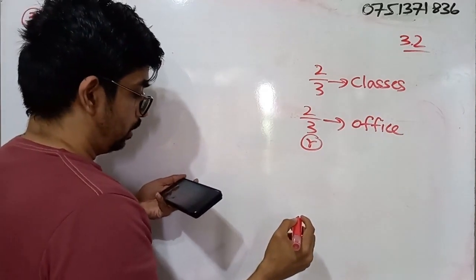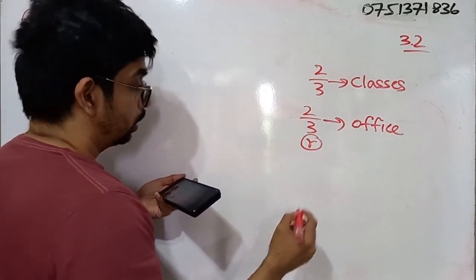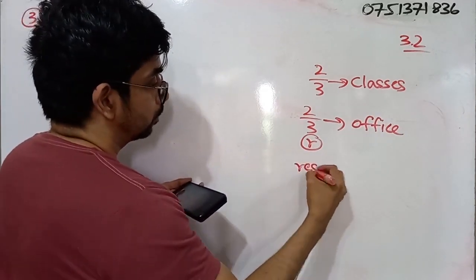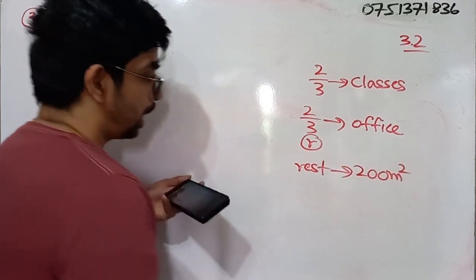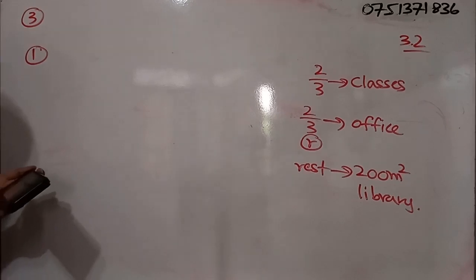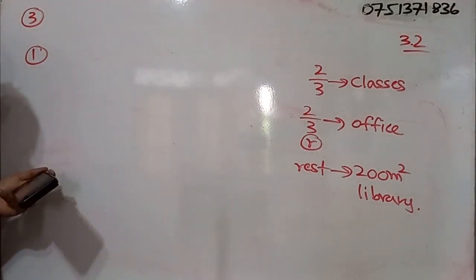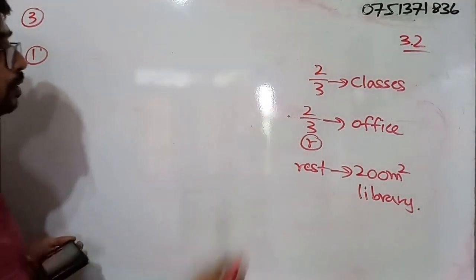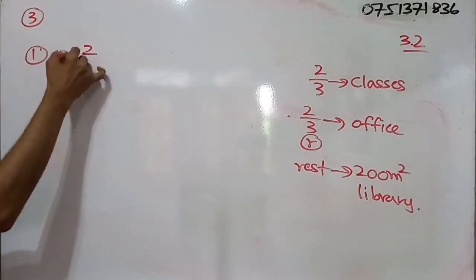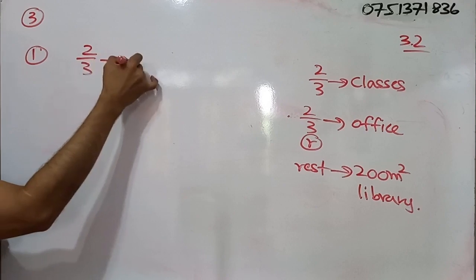Right? So the rest of the area, that is what? 200 square meters, make a note of it. Library. Part 1. What fraction of the whole area has been allocated for the office? Right, that means here. So 2/3 have been allocated to classes.